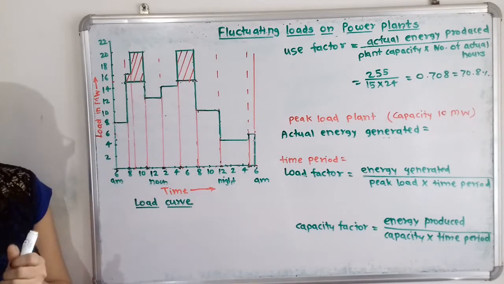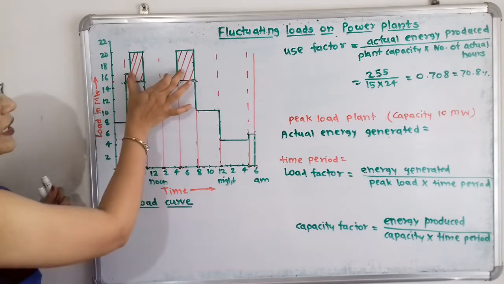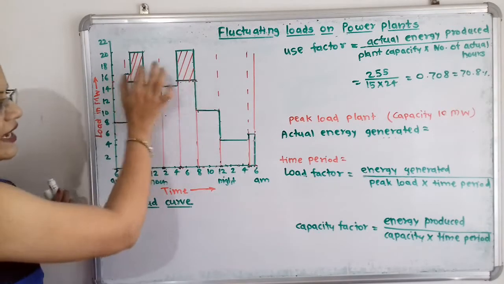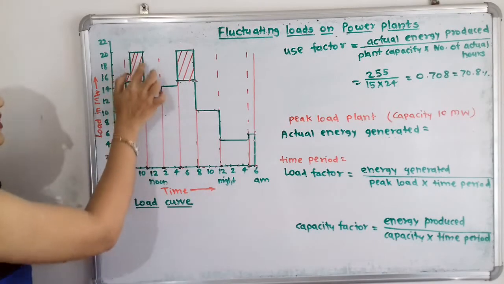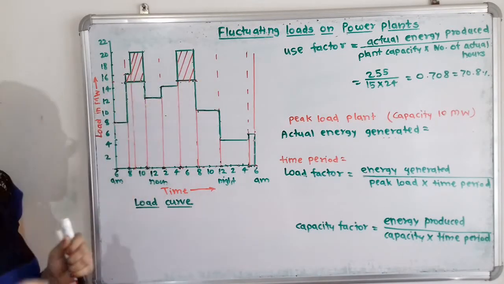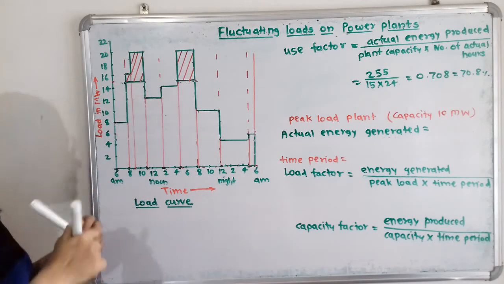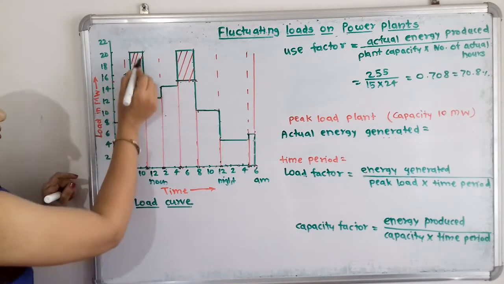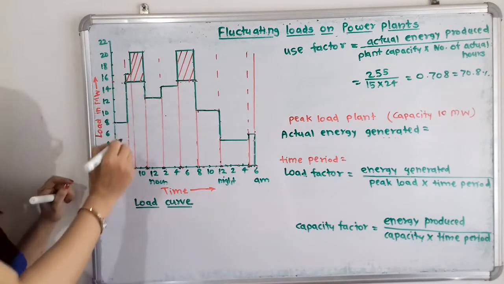So what is the actual energy generated? I have highlighted this area with the help of a red marker, and now we have to add these areas. Then we will get the actual energy generated, that is nothing but the area I have shown with this red marker. I will write here how to add all these areas. Now how can we find the area for this small rectangle?